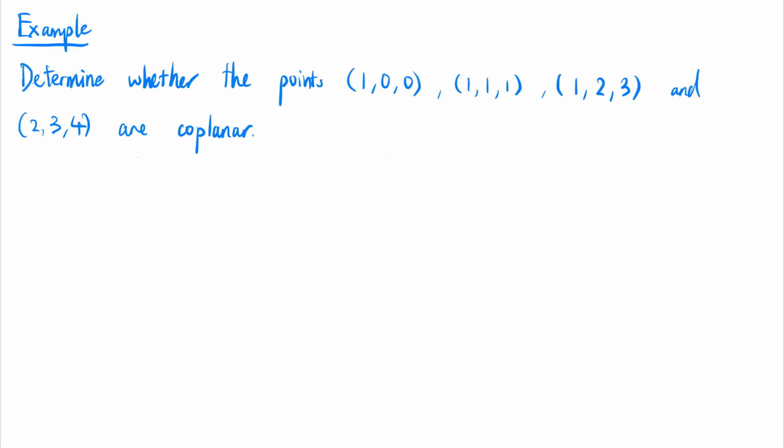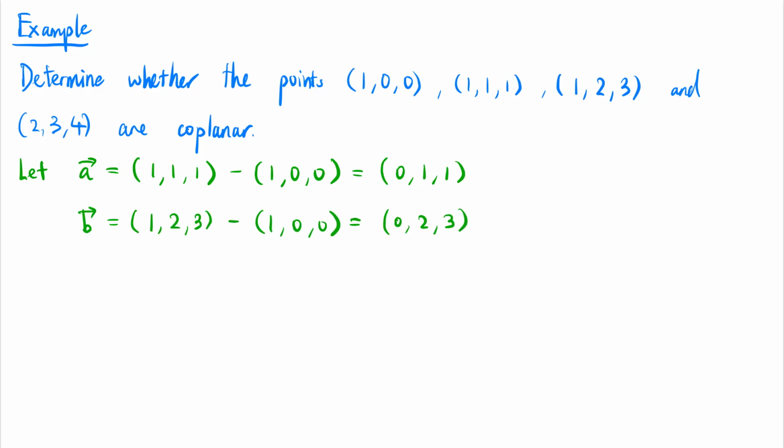Let's look at an example. Suppose we want to determine whether the points (1, 0, 0), (1, 1, 1), (1, 2, 3), and (2, 3, 4) are coplanar. Let A equal (1, 1, 1) minus (1, 0, 0), which equals (0, 1, 1). B equals (1, 2, 3) minus (1, 0, 0), which equals (0, 2, 3). C equals (2, 3, 4) minus (1, 0, 0), equals (1, 3, 4).